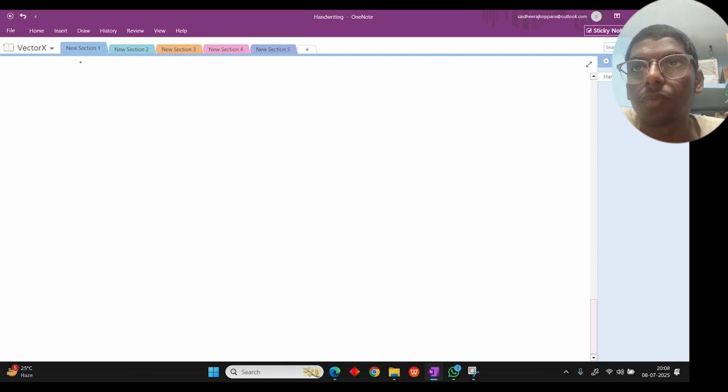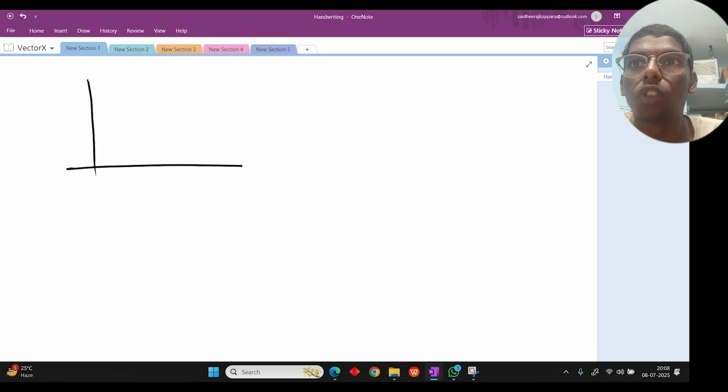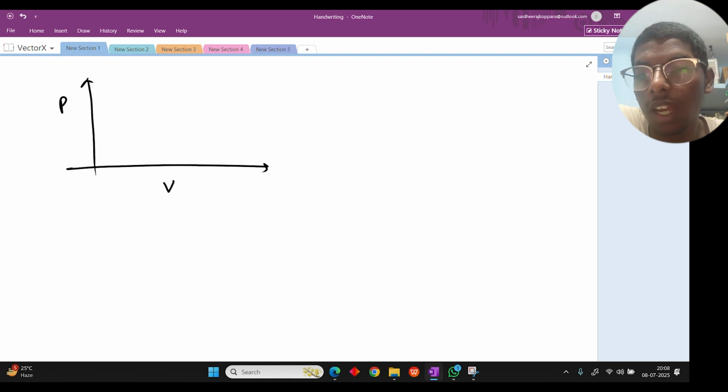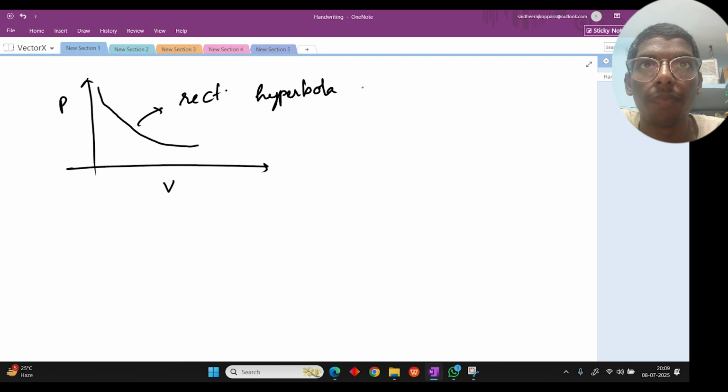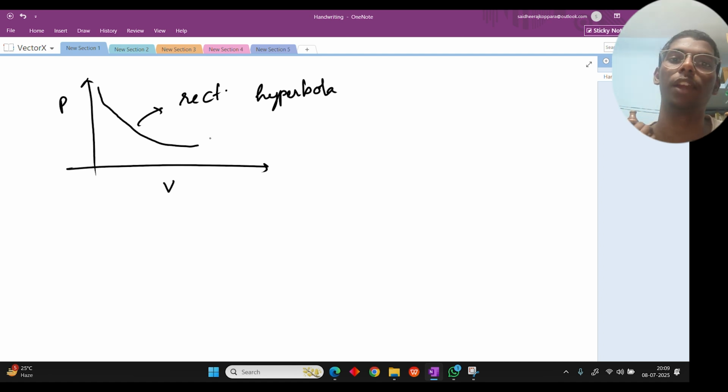Now, coming to the graphical part of Boyle's law. We all know that if two quantities are inversely proportional to each other, then the graph will obviously be a rectangular hyperbola. The same thing happens between P and V. This graph's name is rectangular hyperbola.